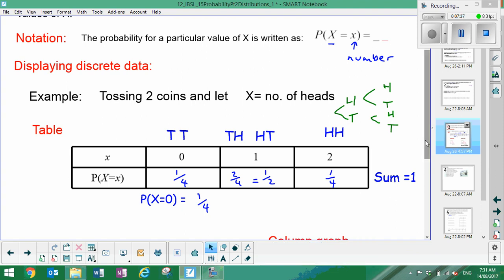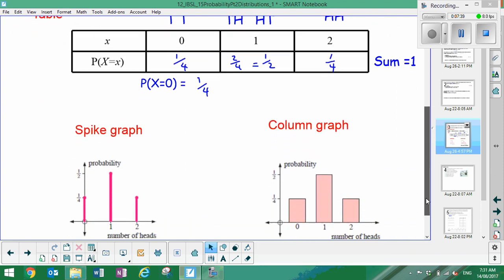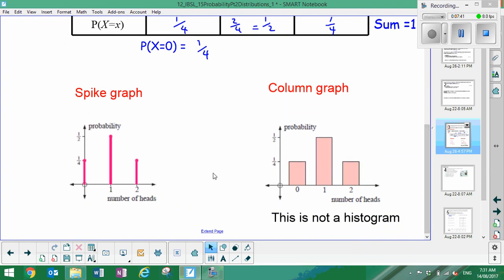If we want to show that graphically, there's 2 different ways we can see it. One's called a spike graph. So here we've got on our axis the number of heads, discrete values, 0, 1 and 2. The probability is a quarter, a half and a quarter. We can't do a line graph for this because it doesn't make sense, because the number of heads can't be 1.5.